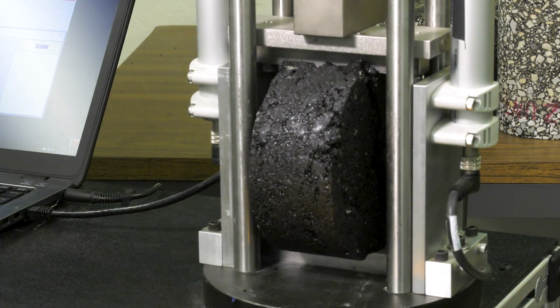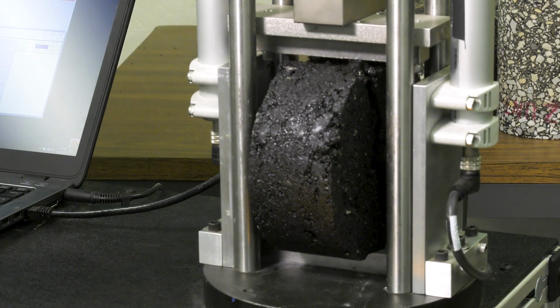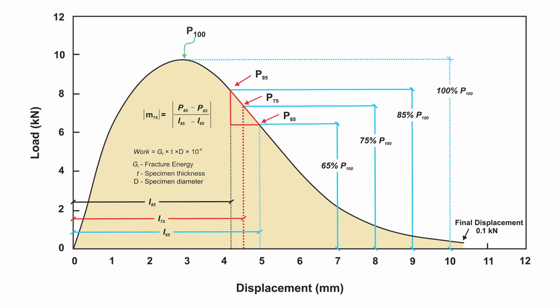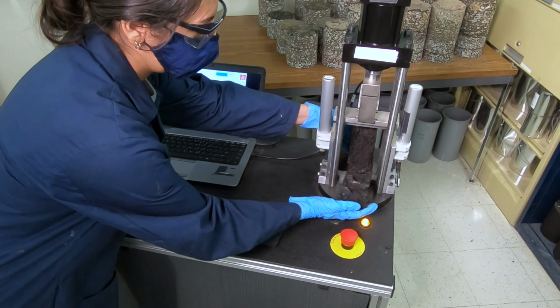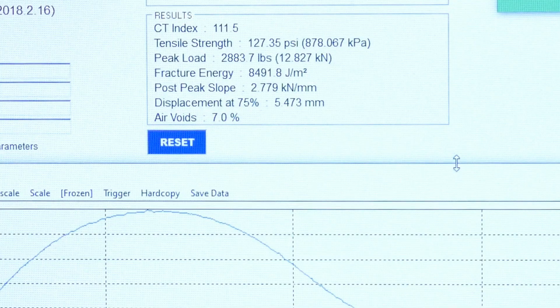During testing, record the time, load, and displacement at a minimum sampling rate of 40 data points per second to obtain a smooth load-LLD curve. The curve should have a clear peak and smooth increasing and decreasing slopes before and after the peak, respectively. After testing is complete, remove the specimen and clean the equipment. Analyze the test data and calculate the cracking tolerance index, or CT index, as described in the standard.